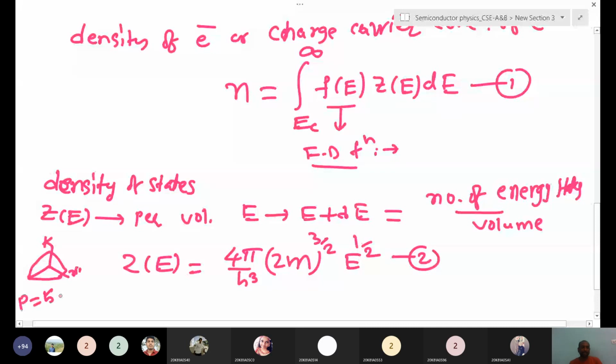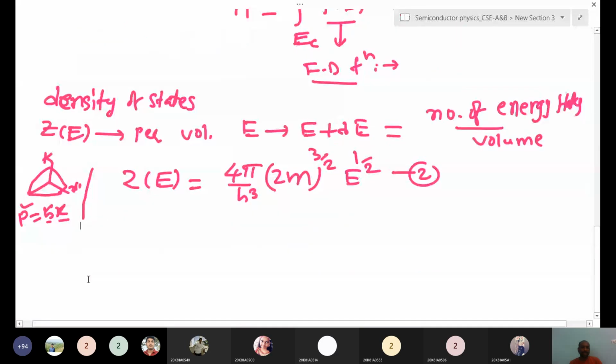h is the Planck constant, p is the momentum, and k is the wave vector. From there you have to derive the energy formula, right? E is equal to n square h square pi square by 2m L square, or you can write p square by 2m also, where p is equal to h cross k.